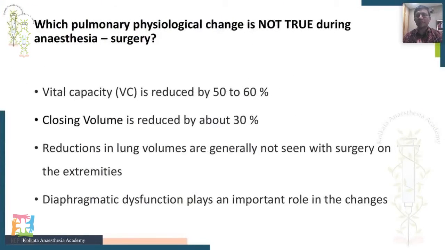Okay, the next poll. We will come back. Let's look at which pulmonary physiological change is not true during anesthesia and surgery. Vital capacity reduced by 50 to 60%; closing volume reduced by about 30%; reductions in lung volumes are generally not seen with surgery on the extremities; diaphragmatic dysfunction plays an important role in the changes.